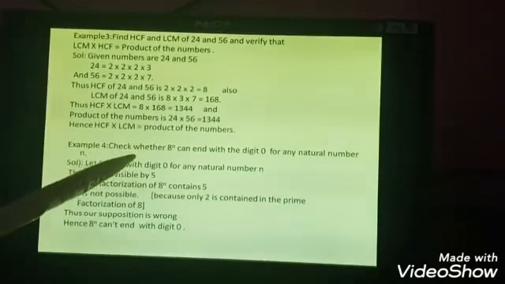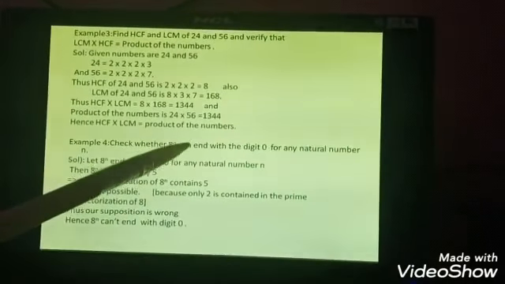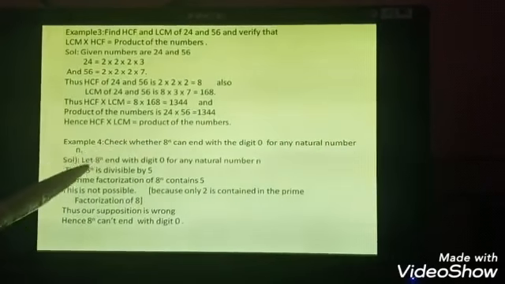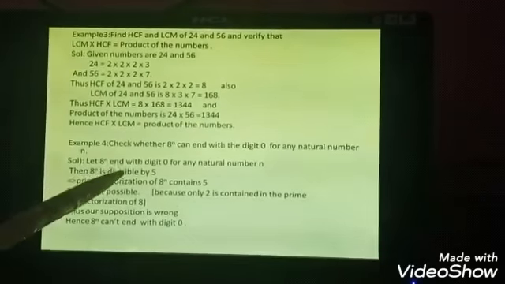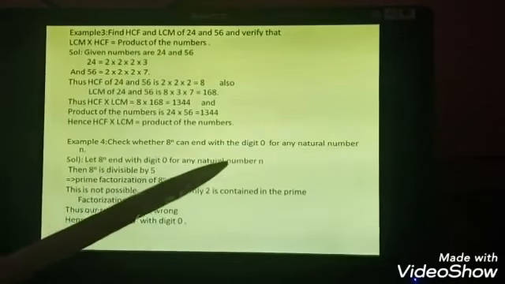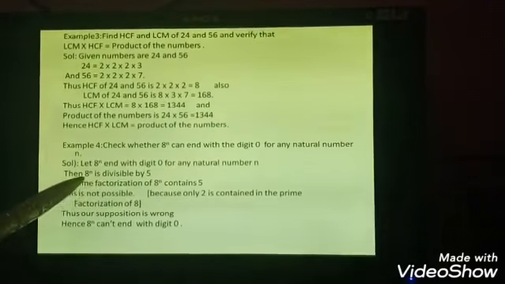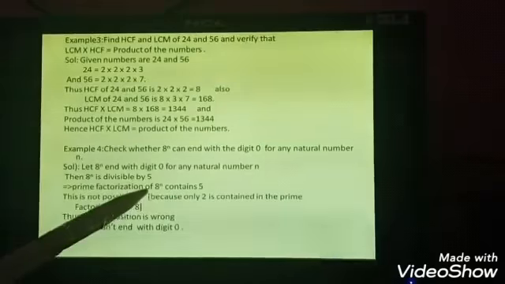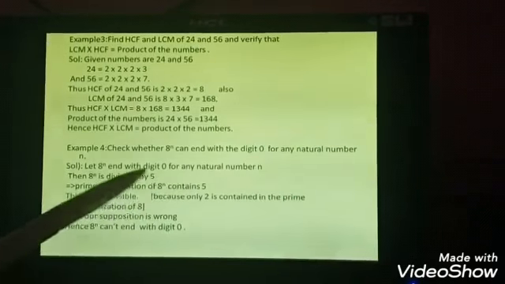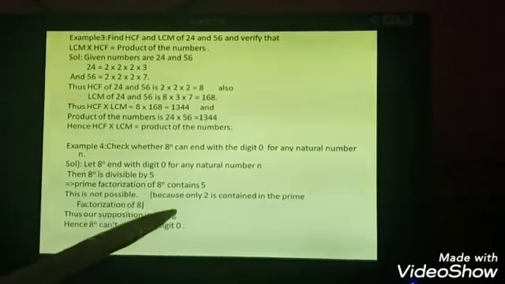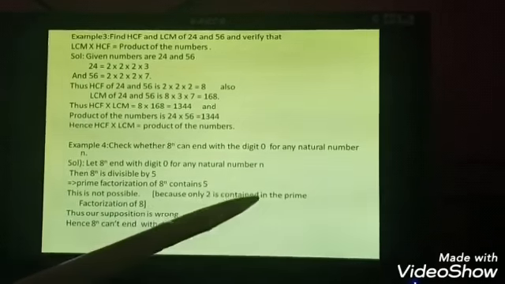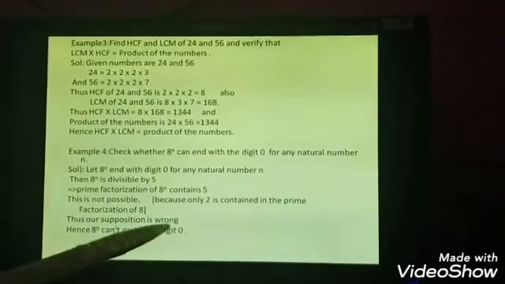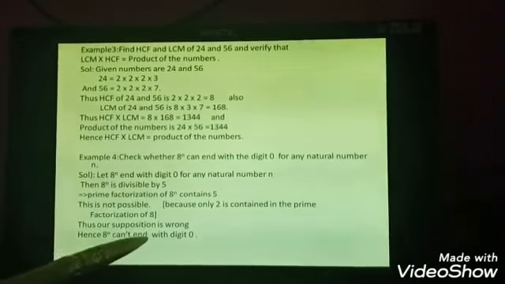Next example: check whether 8^n can end with the digit 0 for any natural number n. Let 8^n end with digit 0 for some natural number n. Then 8^n is divisible by 5. So the prime factorization of 8^n contains 5. This is not possible because only 2 is contained in the prime factorization of 8. 5 is not there. Thus our supposition is wrong. Hence 8^n cannot end with digit 0.